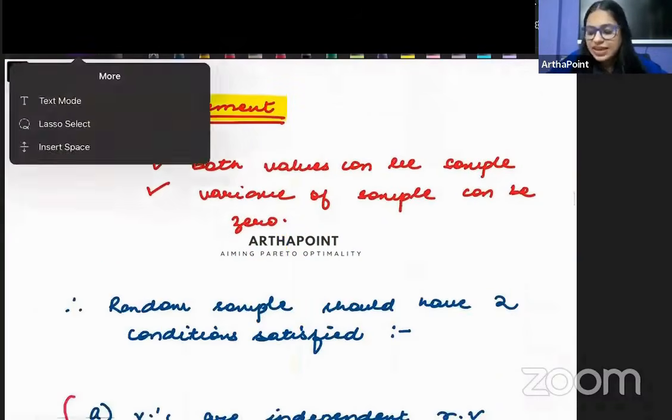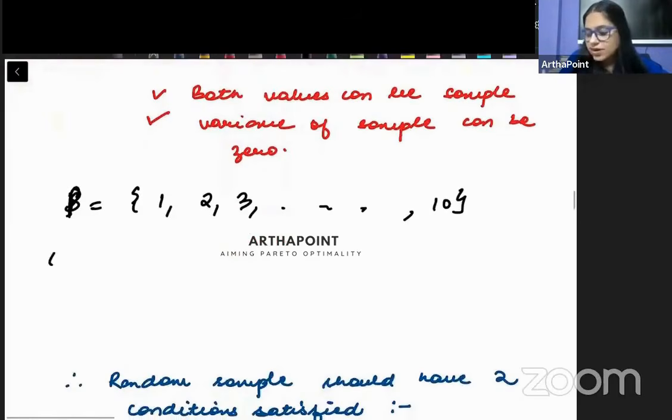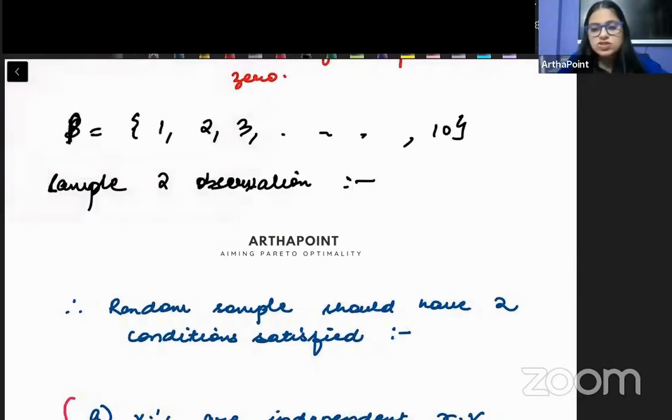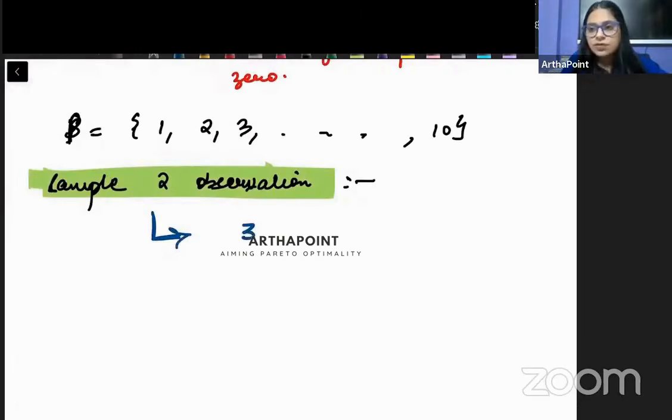So with replacement, one thing worth understanding now is that it is possible that you get the same value twice. For example, if I tell you that my population has numbers 1, 2, 3 till 10, and I ask you, beta, make a sample of 2 observations, then it is possible that you take both observations to be the same. Let's say the two observations you chose are 3. When you chose the first, it goes back into the population, you have to choose again, and the next time also you chose 3.